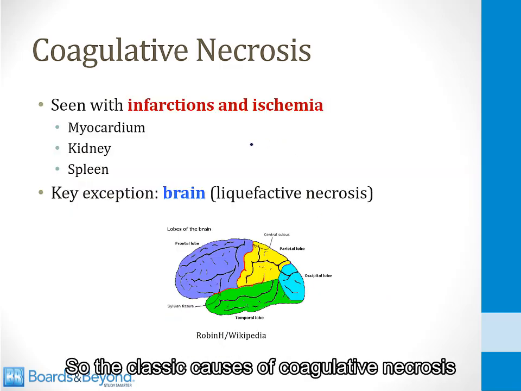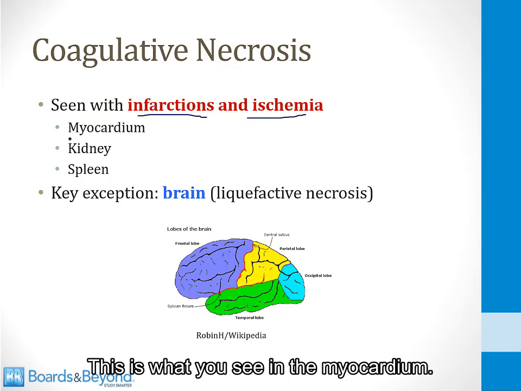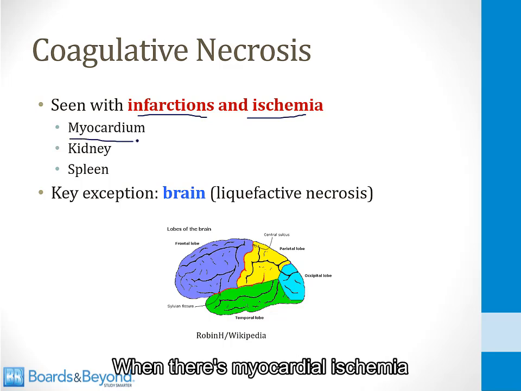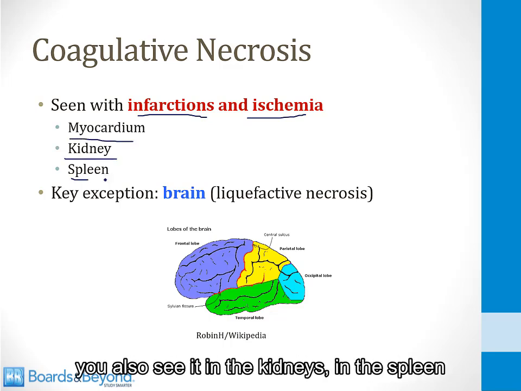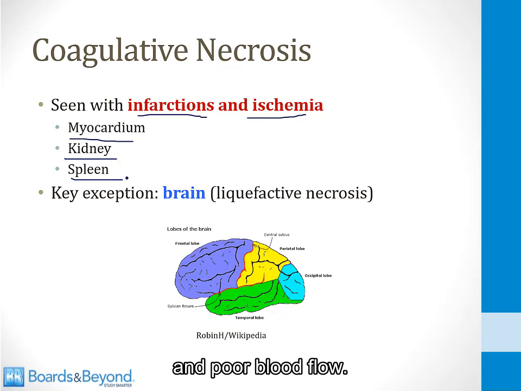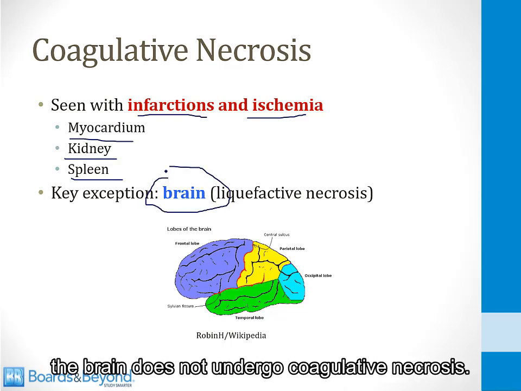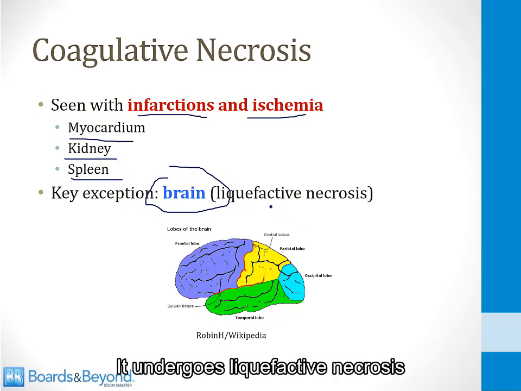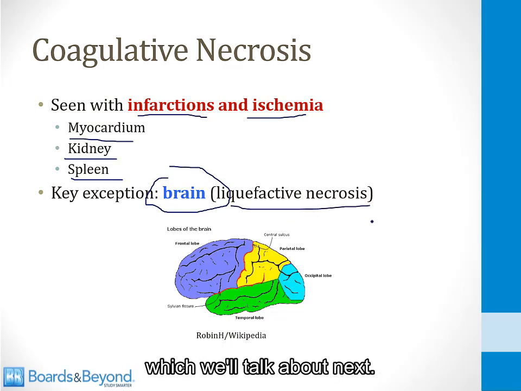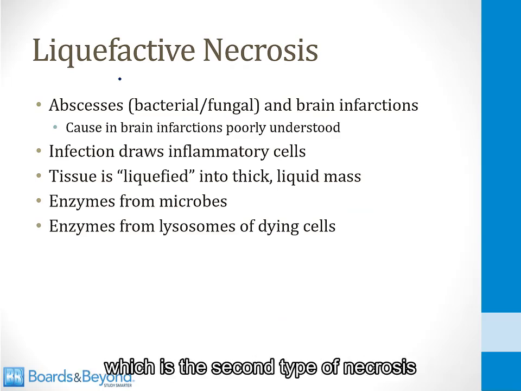So the classic causes of coagulative necrosis are infarctions or ischemia. This is what you see in the myocardium when there's myocardial ischemia. You also see it in the kidneys and the spleen, when either of these organs suffer from ischemia and poor blood flow. The one exception is the brain. For reasons that are poorly understood, the brain does not undergo coagulative necrosis. It undergoes liquefactive necrosis, which we'll talk about next. So that's a nice segue into liquefactive necrosis, which is the second type of necrosis.